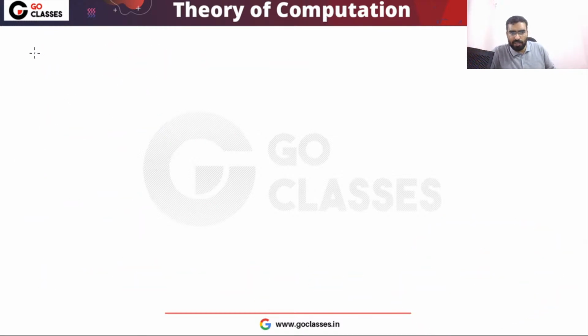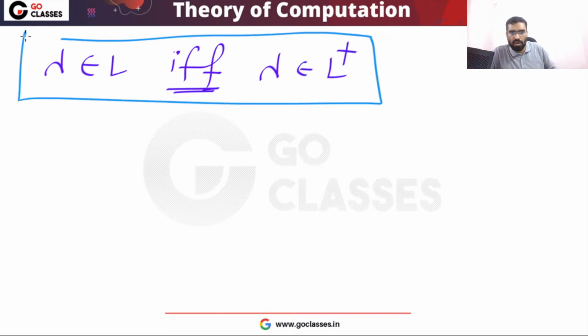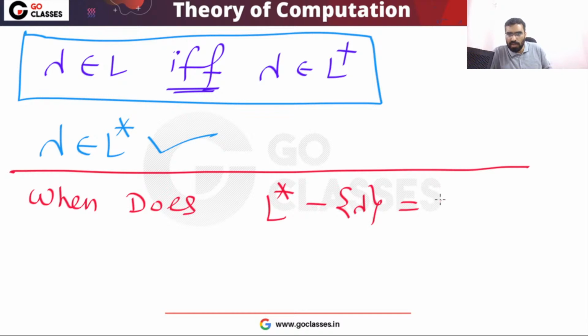When will this statement be true? You know that empty string belongs to L if and only if empty string belongs to L plus. So this you already know. And you also know that empty string always belongs to L star. This also you know. Now tell me when it will happen, that from L star, if you remove the empty string, you will get L plus.